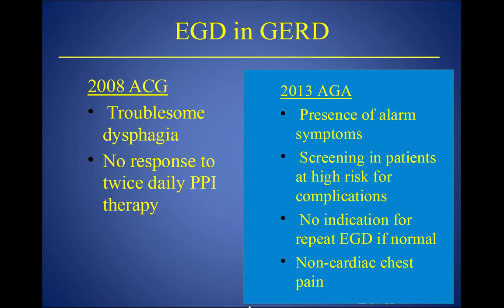Alarm symptoms we'll go over in the lecture. Screening in patients at high risk, we'll go over for that certainly. And non-cardiac chest pain. Importantly, there's no indication for repeat if it's normal. So if it's normal during the endoscopy, you don't need to keep doing it over and over again, like screening for colon cancer, for instance.